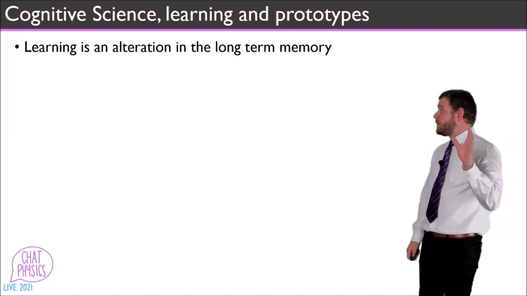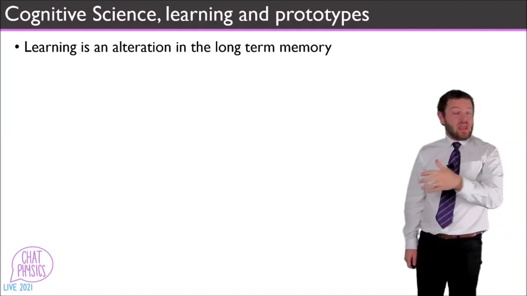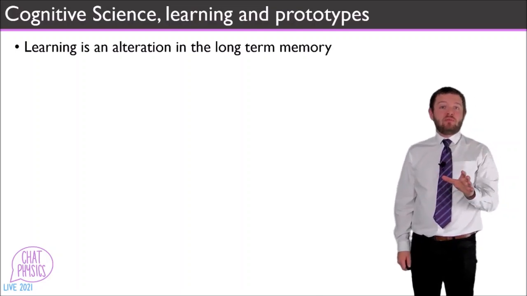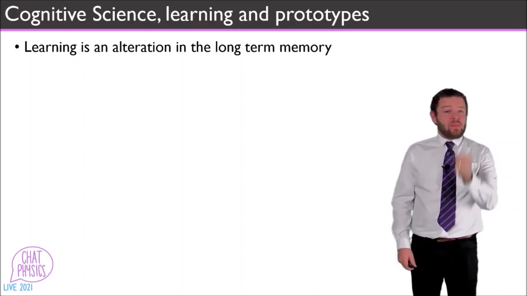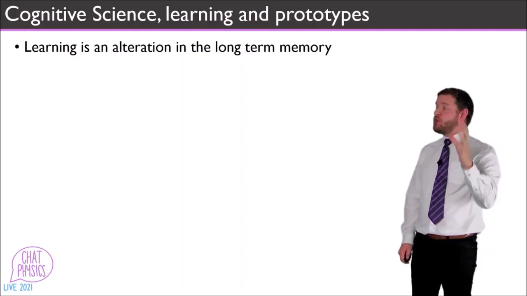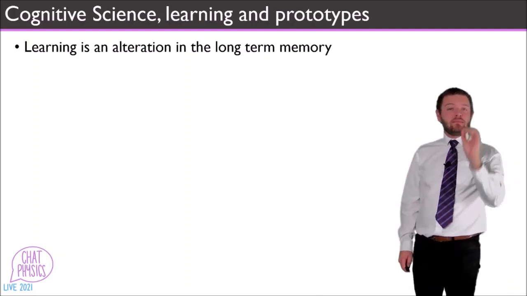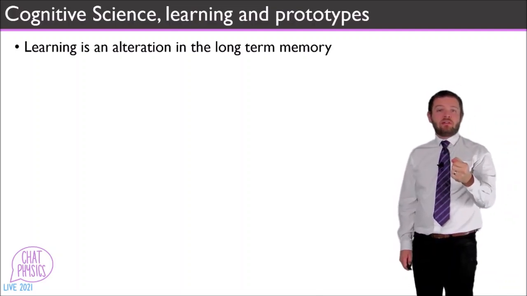Sweller said that learning is defined as an alteration in the long-term memory. If nothing has been altered in the long-term memory, then nothing has been learned. This definition underpins the growing body of research behind cognitive load theory. For our purposes today, we'll consider the simplified model of the core elements of the theory.